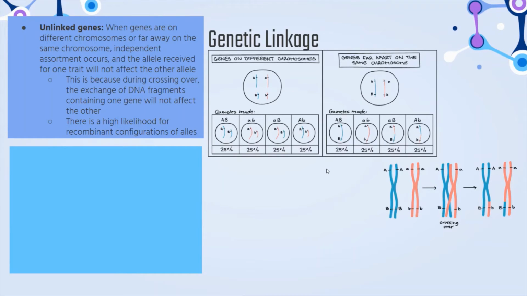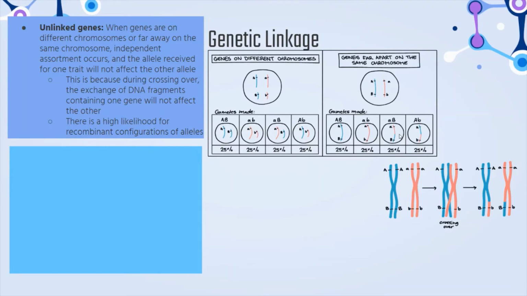Now let's talk about genetic linkage. When genes are considered unlinked, genes are on different chromosomes or are far away on the same chromosome. When this happens, independent assortment occurs, and the allele received for one trait will not affect the other gene. And this is because during crossing over, the exchange of DNA fragments containing one gene will not affect the other, and there is a high likelihood for recombinant configurations of alleles.